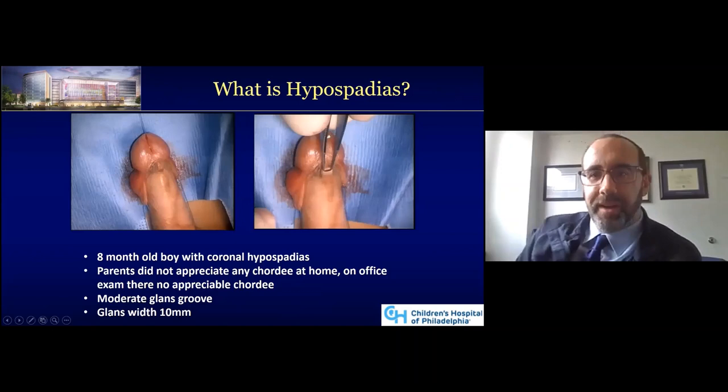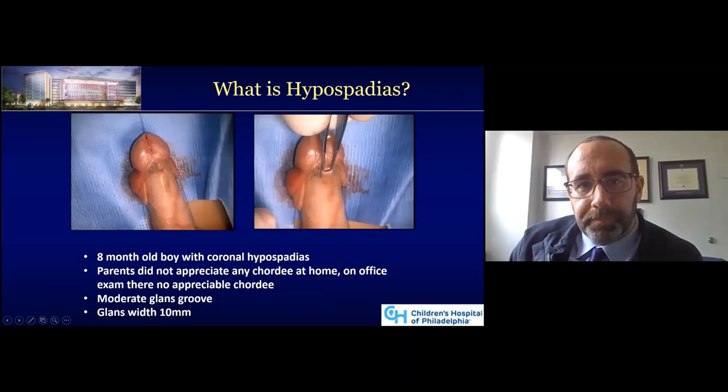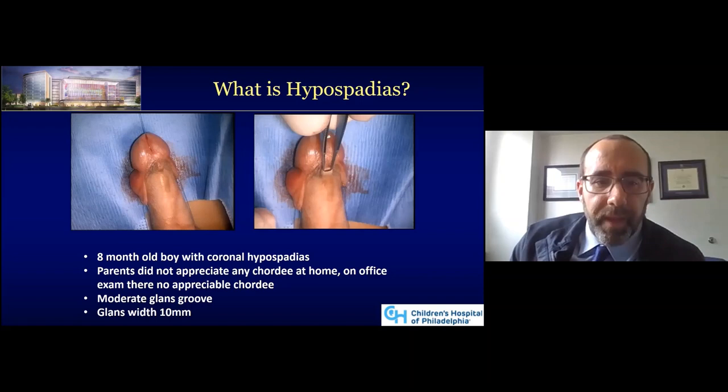So what is hypospadias? A little case vignette here, which is just going to introduce a little bit about staging and hypospadias. It's an 8-month-old boy who, by exam, looks like he has coronal hypospadias, with the meatus down here where you can see with the pickups. The parents did not appreciate any curvature at home, and in the office we didn't appreciate any curvature either. It's a moderate glans groove, and the glans width is about 10 millimeters.